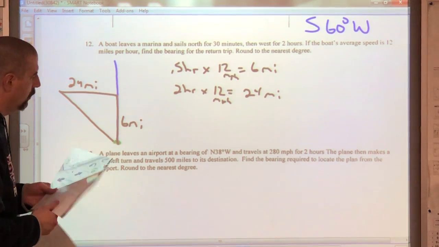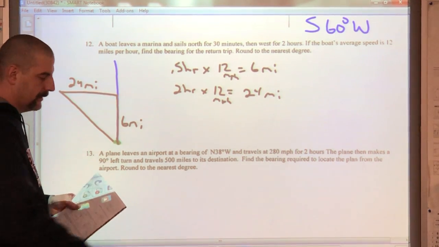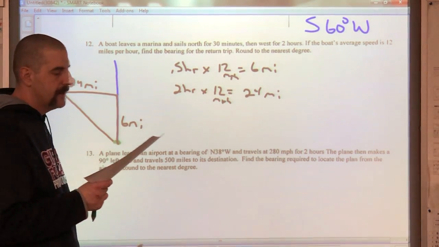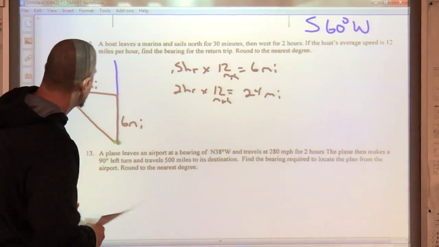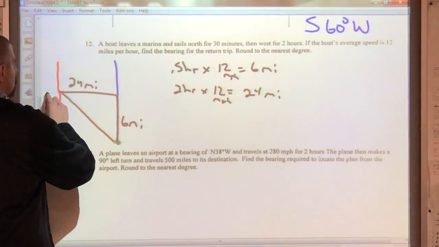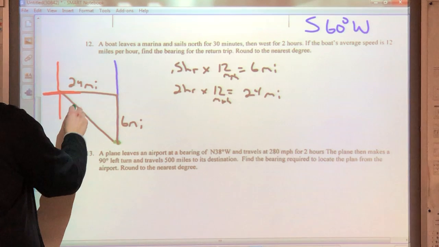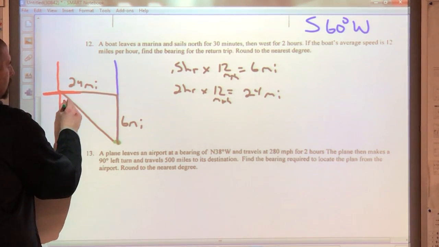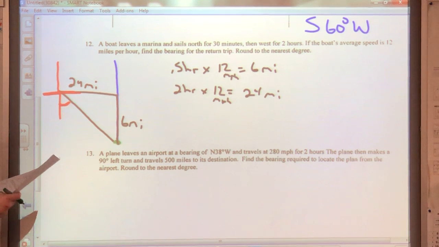Okay, so then it says we want to find the bearing for the return trip. So here's where you've got to be creative. Draw your new lines in. So we want this angle right here. Okay, we want that angle right there.